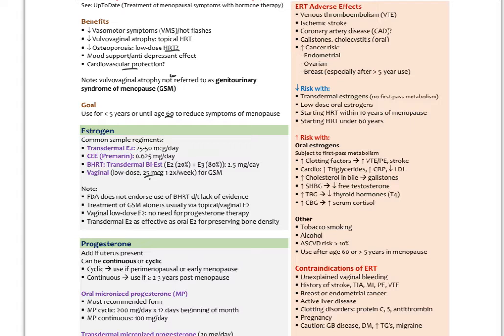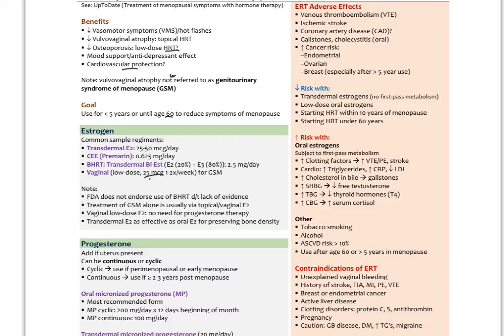Now, a couple of notes. The FDA does not endorse the bioidentical hormone replacement therapy due to lack of evidence. And the treatment, again, of the GSM can be with the topical vaginal estradiol with no need for progesterone therapy. And we find that transdermal estradiol is just as effective as oral estradiol for preserving bone density. So if you're just using it for osteoporosis prevention, etc., then we can use a transdermal form.